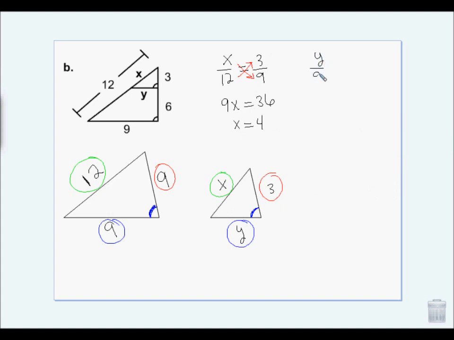And then y over 9 is equal to 3 over 9. Do I even need to cross multiply this though? If my denominators are both 9, what does y have to equal for these to be equal? 3. Does that make sense? So if you have matching denominators, your numerators have to also match, otherwise they're not equal. So y has to be 3.